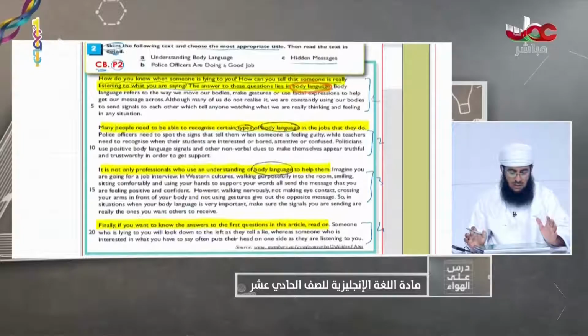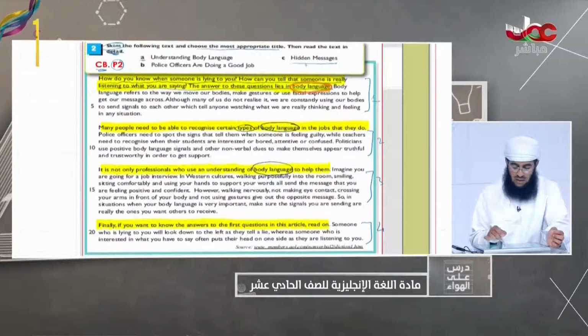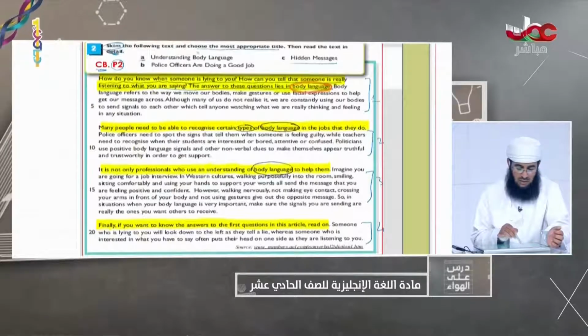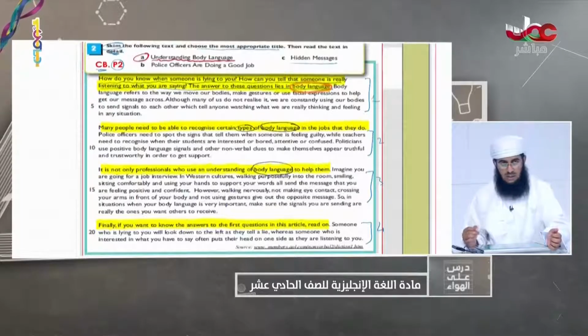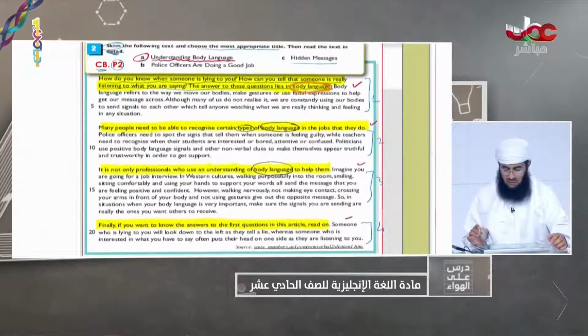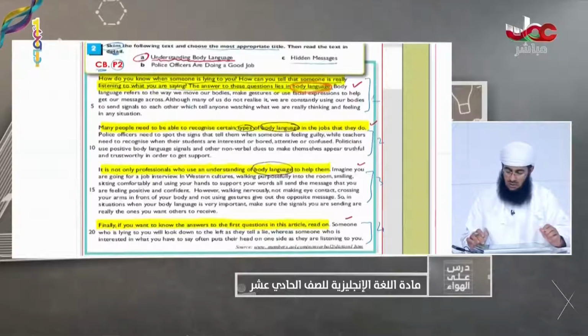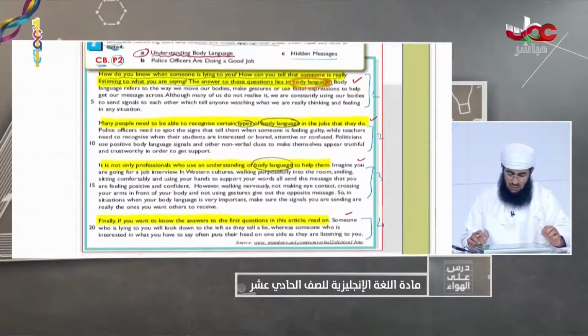Okay, so what is the correct option here? We have 3 paragraphs: understanding body language, police officers are doing a good job, and we have hidden message. Of course, the right answer is A, understanding the body language. Because it is mentioned in the first paragraph, the second paragraph, the third paragraph, and the fourth paragraph, and he's explaining, giving details about body language. So this is how you can answer these types of questions.